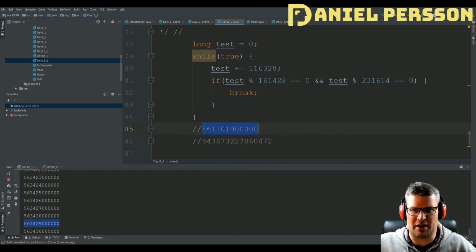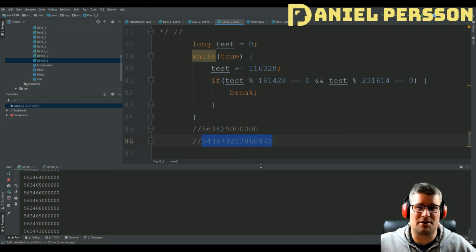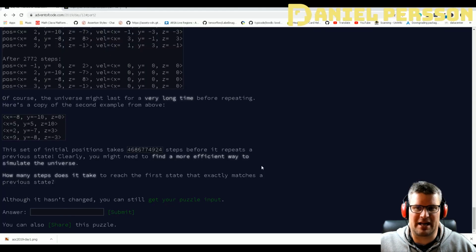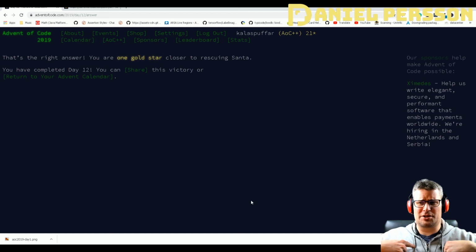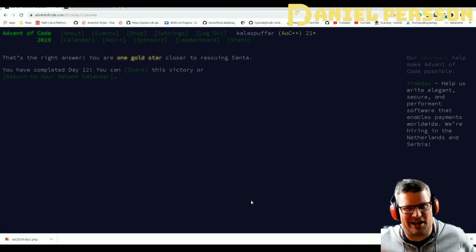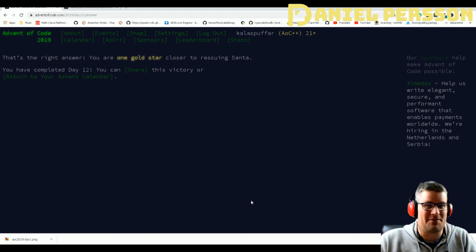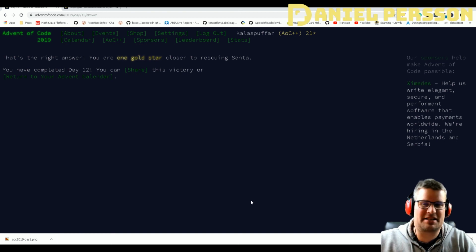So if we take one of those values, you see it's very far from the actual last value that I get here. I don't know if this is actually the correct value or if this is just some bogus value that I came up with, but let's try it and see if we get a gold star. You get a gold star, I get a gold star, everybody gets a gold star! So we actually solved this one too. Really nice. So this was today's example, the day 12 that we solved.